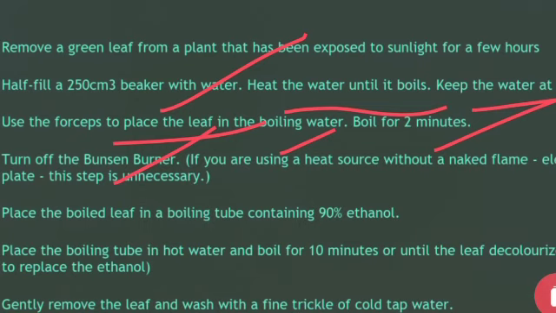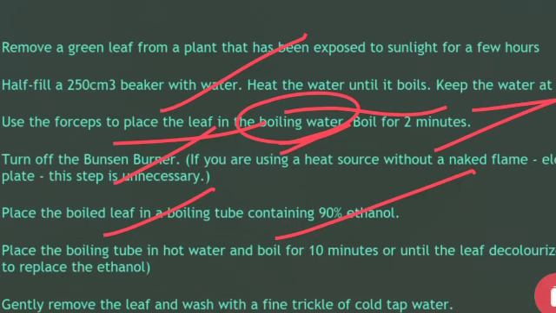Turn off the Bunsen burner and then place the boiled leaf in a boiling tube containing 90% ethanol. Now first of all, why are we boiling the water and introducing the leaf inside the boiling water? That is to kill the cells.